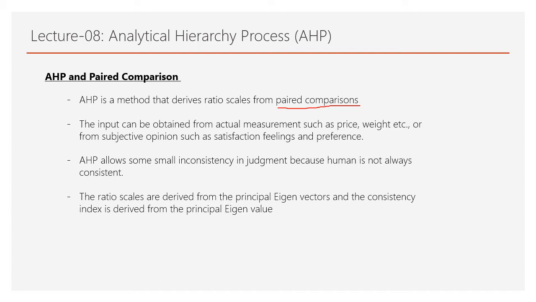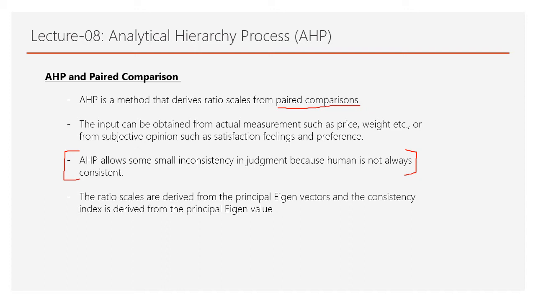So AHP allows some small inconsistency in judgment because humans are not always consistent, and this is actually, I won't go to the mathematical background of this statement. However, just bear in mind that AHP allows for some sort of inconsistency in the judgment process. So it does accept some margin of minor inconsistency, and it is proven mathematically that this inconsistency does not violate the soundness of the judgment or the resulting decision.